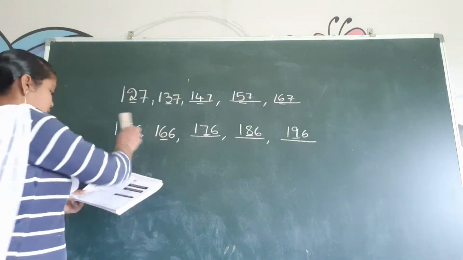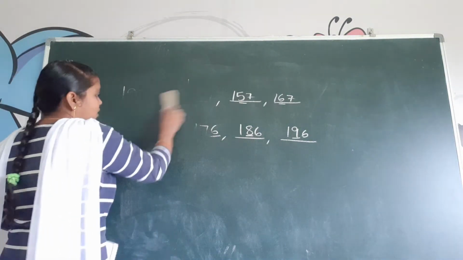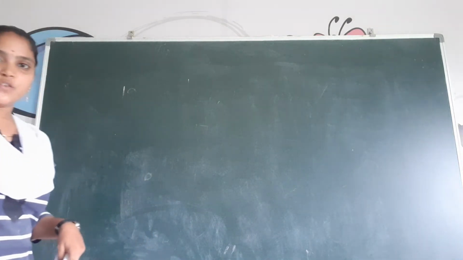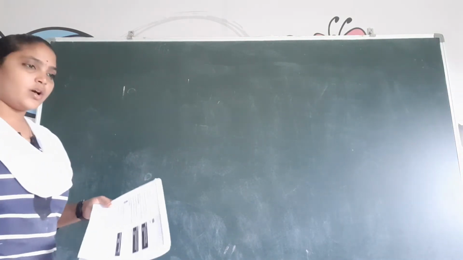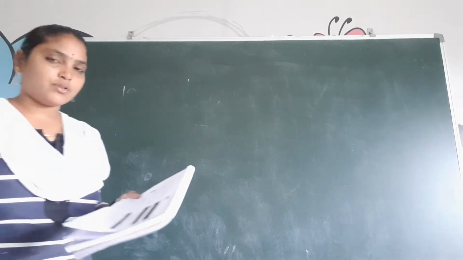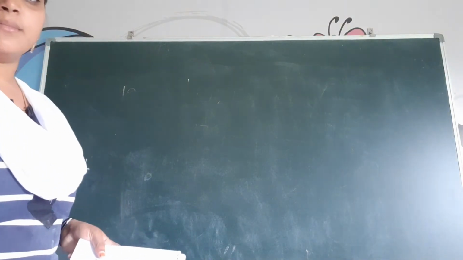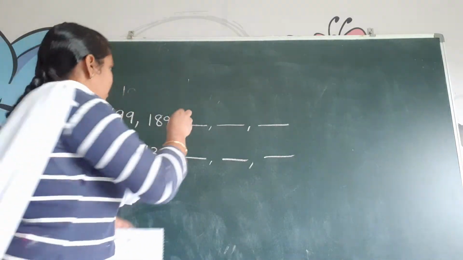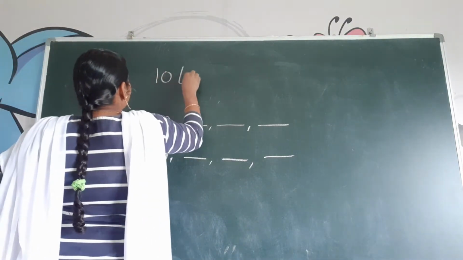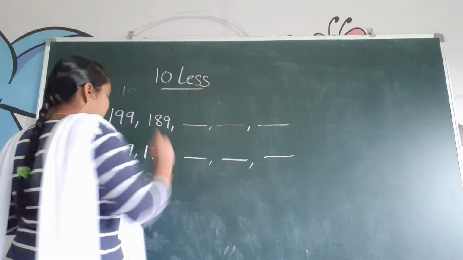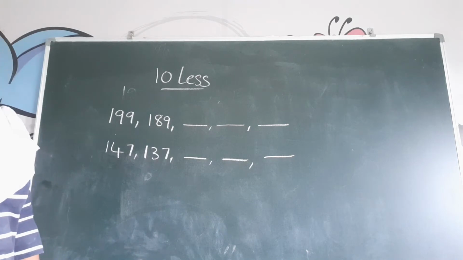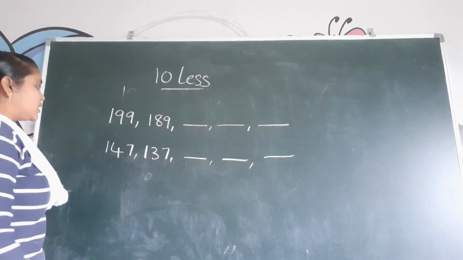Next, down here, we have to write 10 less numbers. So first we wrote 10 more numbers, and now we have to write 10 less numbers, children. Fill in the blanks with 10 less than the given number. So here I have to check what numbers are given.